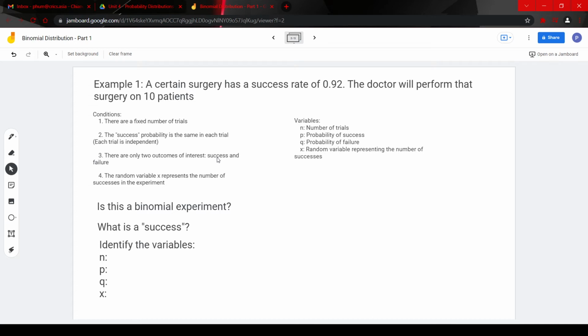Number 3, there are only 2 outcomes of interest, success and failure. In this case, this is true. A success will be the surgery being successful, and a failure will be not that, right? And the random variable x represents the number of successes. This can also be true. We can have x be 0 successes, we can have x be 1 success, 2 successes. And so in this case, is this a binomial experiment? It is. And so then we need to define what a success is. In this case, a success is simply a successful surgery.